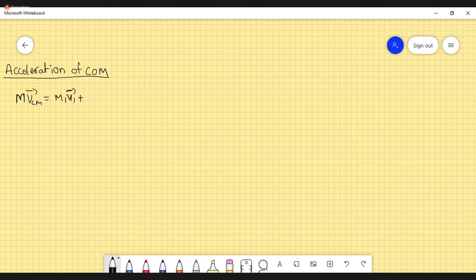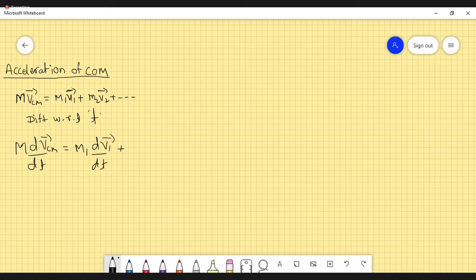So we know that the velocity of center of mass times total mass is m1 v1 plus m2 v2 and so on. Now differentiate with respect to time. The masses will be constant. So d by dt of velocity of center of mass equals m1 into d by dt of v1 plus m2 into d by dt of v2 and so on.